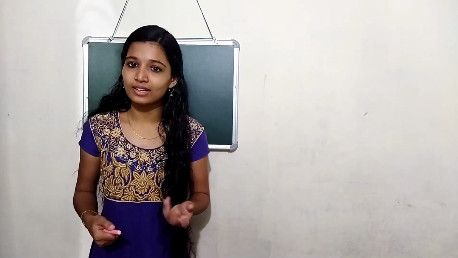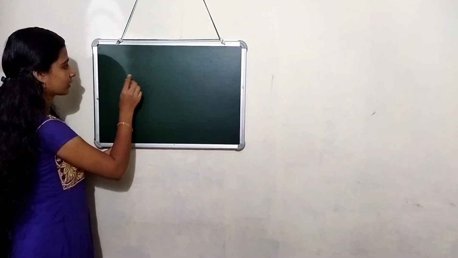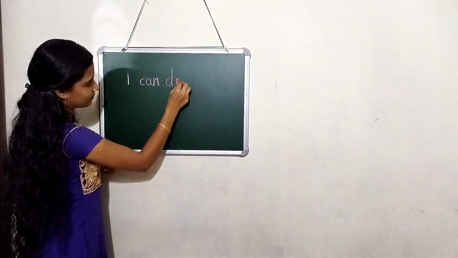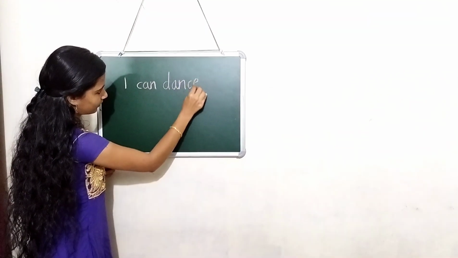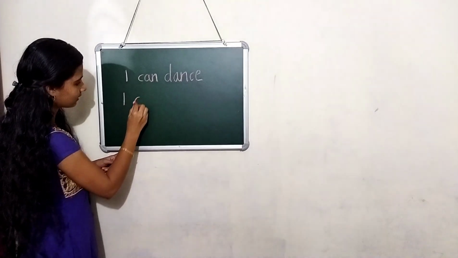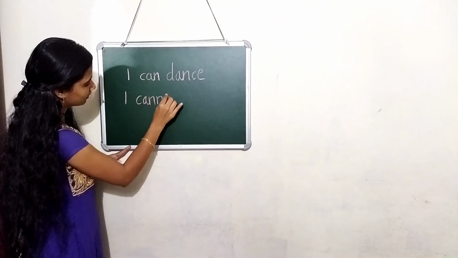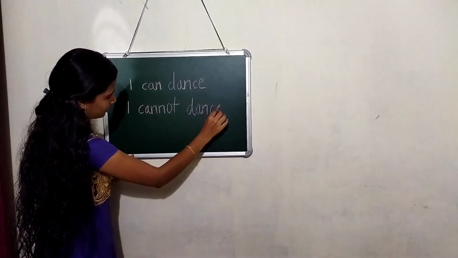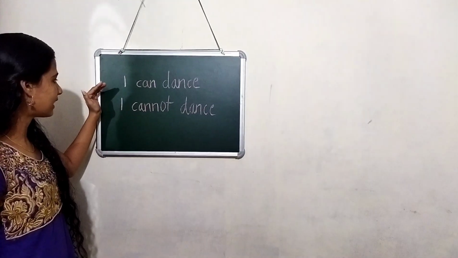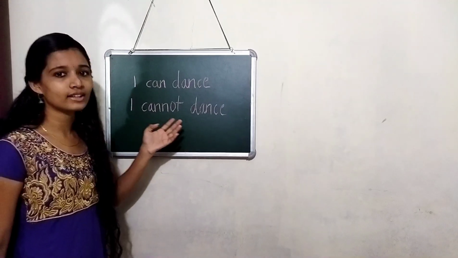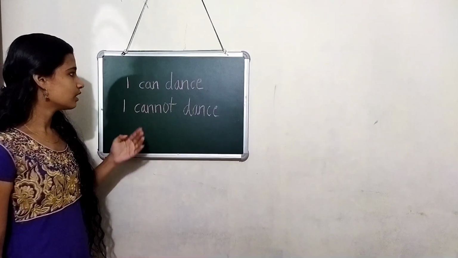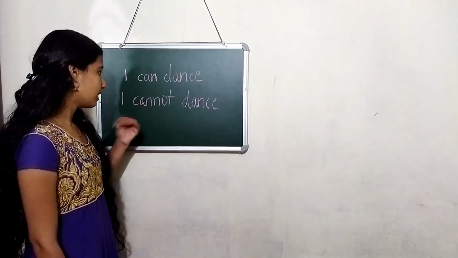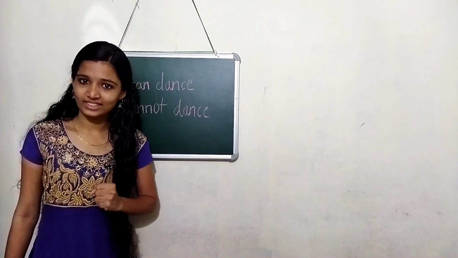Let's discuss more examples. Here I will write, I can dance. Second sentence, I cannot dance. The first sentence is I can dance, and the second sentence is I cannot dance. So if I am asking you a question, can you dance? Some of you will say yes, I can dance, and some of you will say no, I cannot dance.